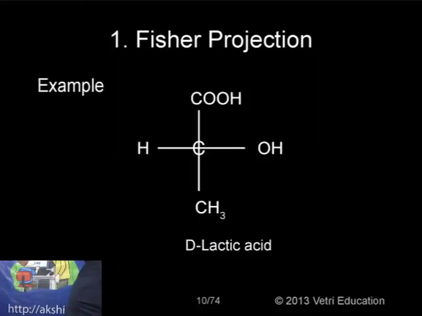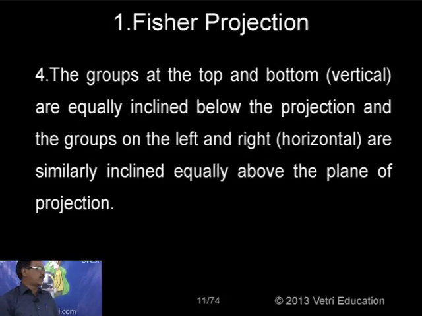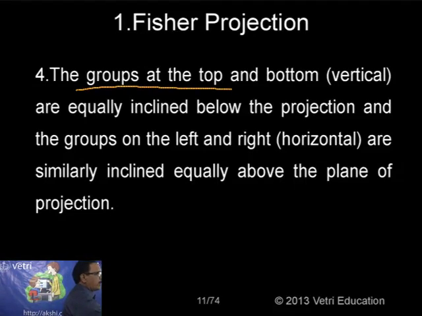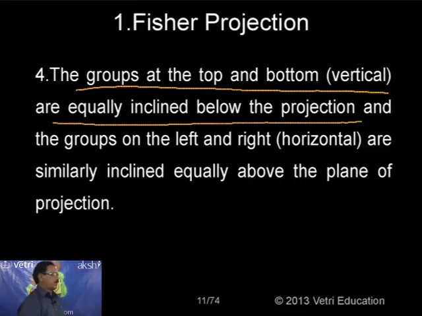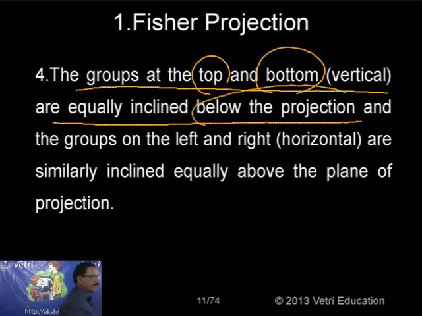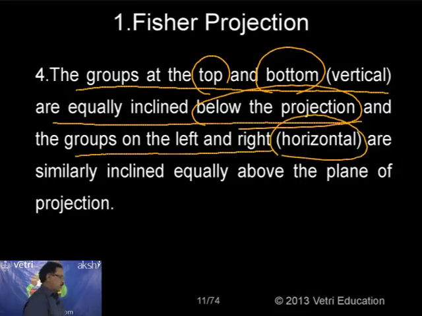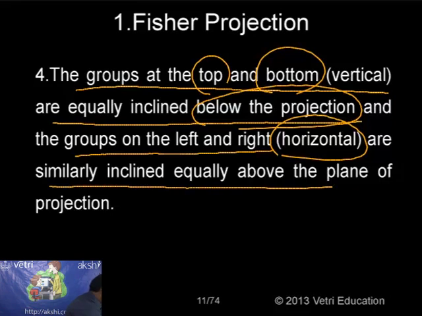Let me come back. Now, according to Fischer, the groups at the top and bottom, that is in the vertical, are equally inclined below the plane of the projection. This is the most important. Let me repeat again: the groups at the top and bottom are in vertical positions, and they are equally inclined below the projection, according to Fischer. And the groups on the left and right are called horizontal positions, equally inclined above the plane of the projection. This is the Fischer projection.